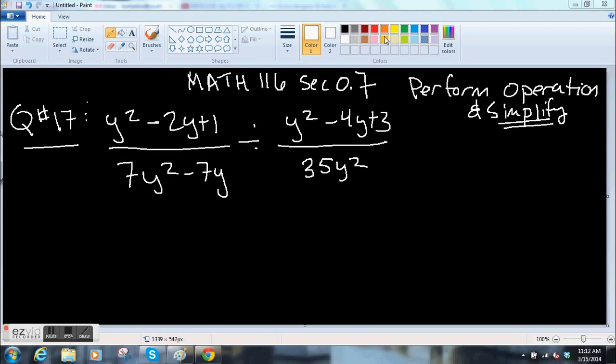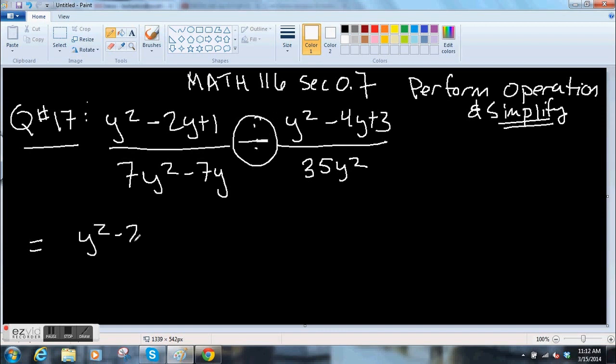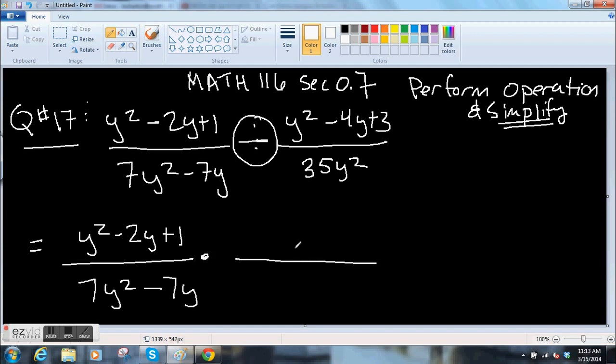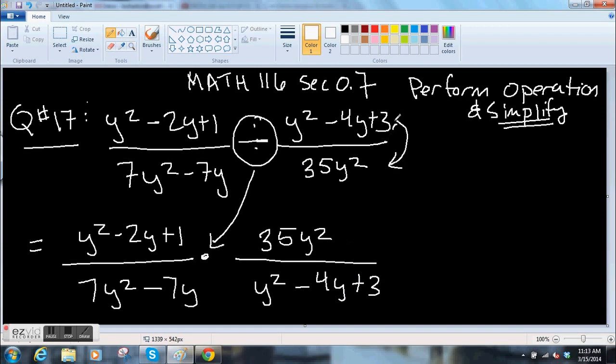We can keep going. So the first thing to notice is this divided by, we want to make that a times so we can start canceling things. So the first thing you want to do is change this to a multiplied. So it's (y squared minus 2y plus 1) divided by (7y squared minus 7y) times, and I'm going to flip it. So when I change it from divided by to multiply, you flip everybody. So that one goes to the top, numerator goes to the top, y squared minus 4y plus 3. So all I've done is sort of flip the directions of these guys.